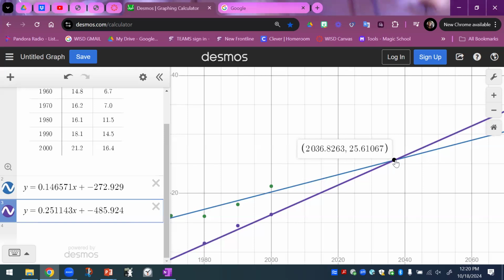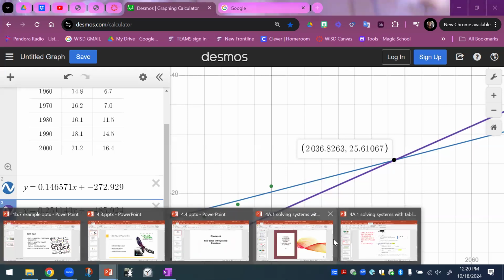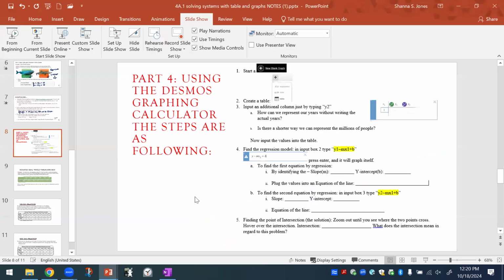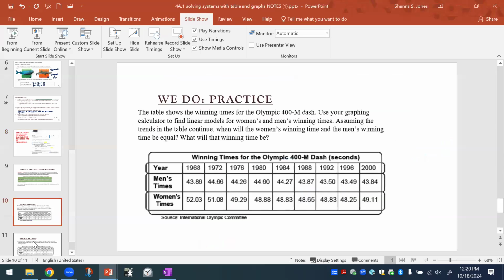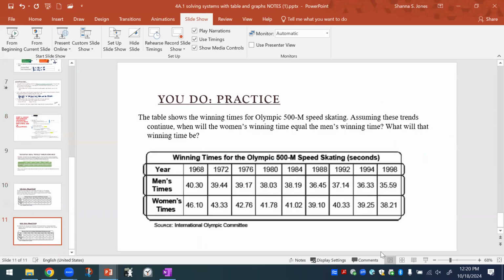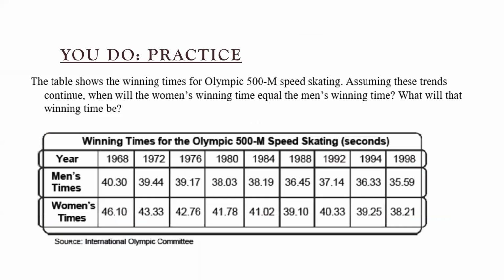Doable? Okay, all right, just to make sure it's doable, I want you to start from scratch and you're going to do one yourself. Okay, so here is yours to try. All right, the table shows the winning times for the Olympic 500-meter speed skating. Assuming that these trends continue, when will the women's winning time equal the men's winning time? What will that winning time be?